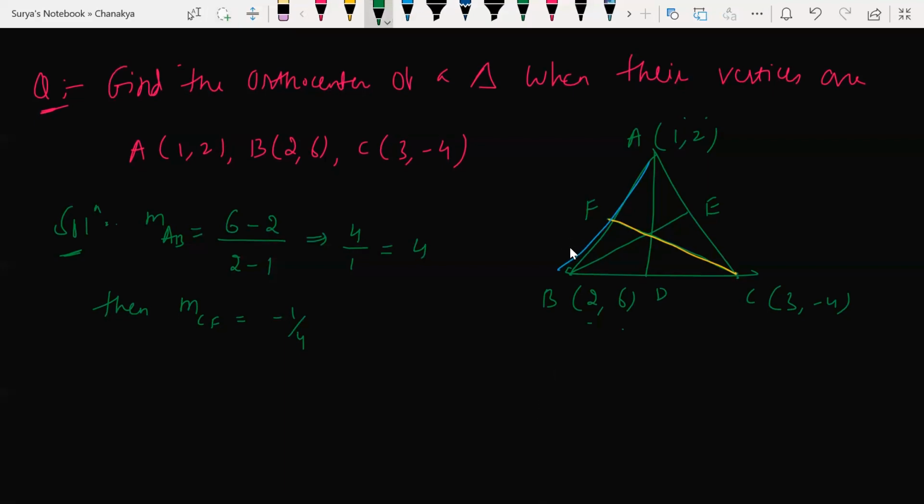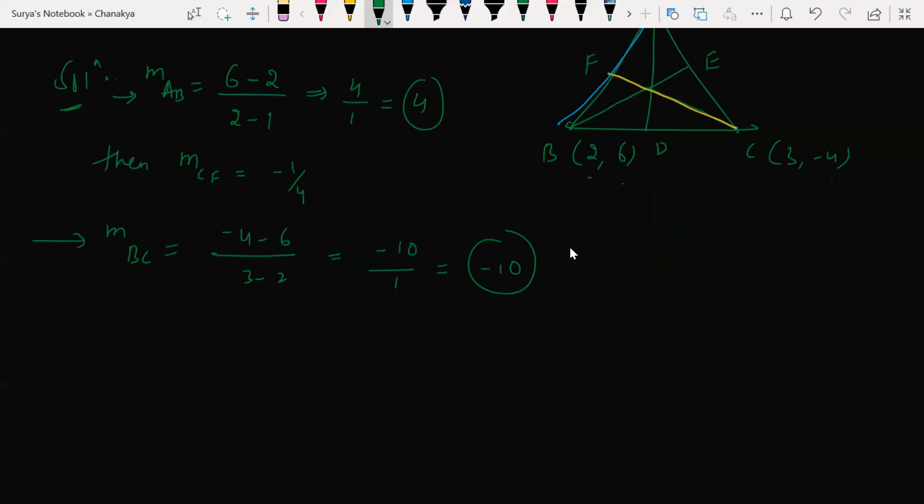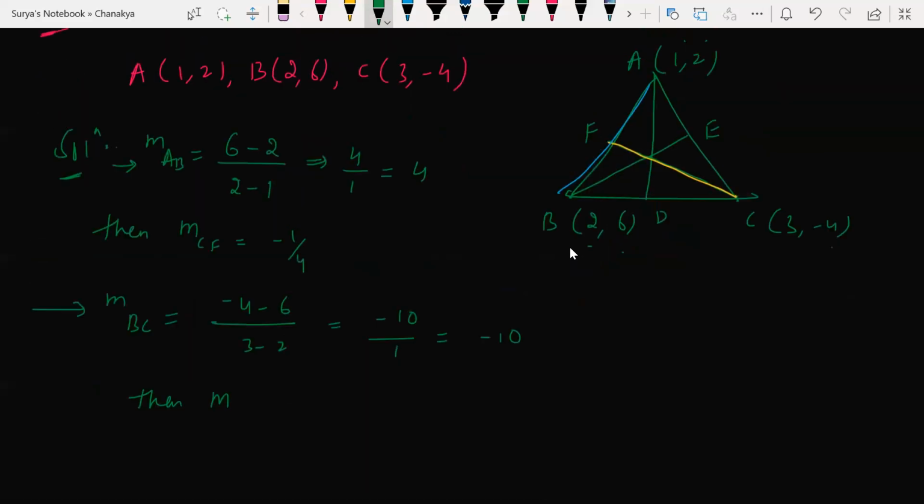Now same thing. Let's find out slope of BC. Slope of BC is what? y2 minus y1, that is -4 minus 6, all divided by 3 minus 2, which is -10 by 1, which is -10. Okay, -10 I got. Now what is the perpendicular to slope of BC? Slope of AD is going to be what, better tell me? Minus 1 by minus 10, which is 1 by 10. Correct? Minus minus get cancelled.